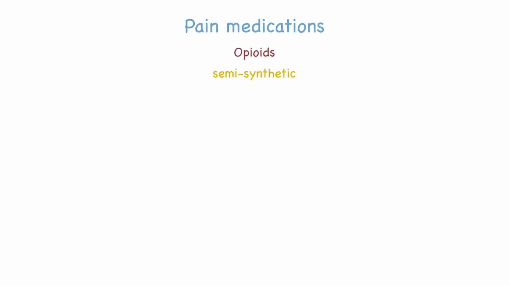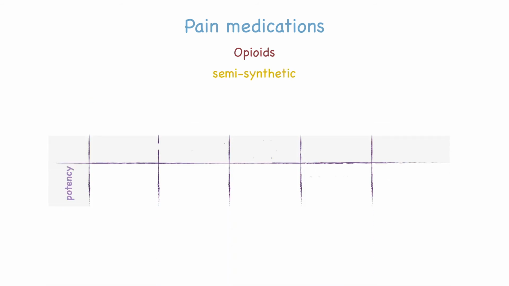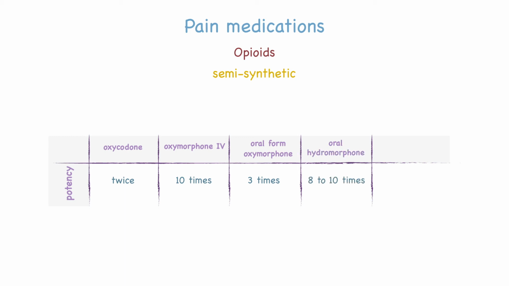Now we have semi-synthetic derivatives of morphine and codeine. Oxycodone's analgesic effect is twice that of morphine. Oxymorphone IV is 10 times more potent than morphine, while the oral formulation is about 3 times more potent than morphine. Oral hydromorphone is approximately 8 to 10 times more potent than morphine. Hydrocodone has a comparable efficacy to morphine.